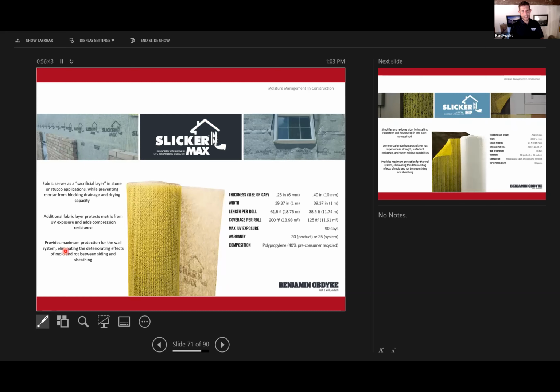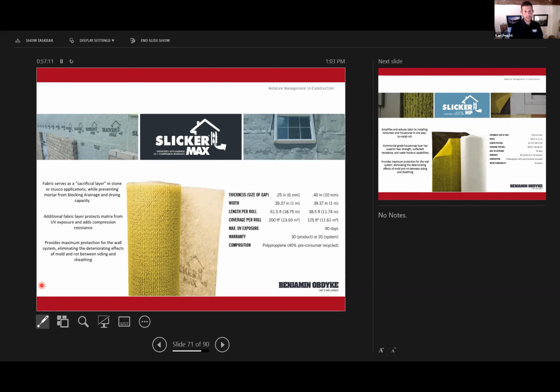This product is like a slicker on steroids almost. So Slicker Max, I love this product. So we came out with this. You can see there's like this filter fabric on it. It actually is designed to go on the outside. And we came out with this for our stone and masonry projects. And the purpose is that filter serves as a sacrificial layer. So when you're slinging the mud and the mortar's going up on the wall and all of that, it's not getting into your rain screen and clogging it, but it's protecting it.